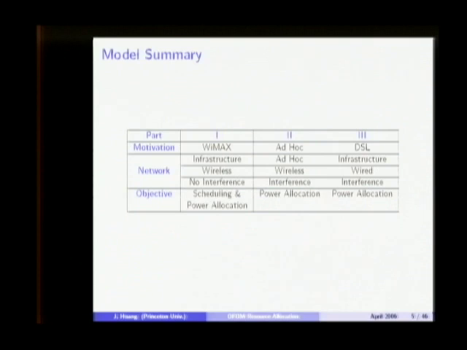So here's a quick summary of the three models I'm going to talk about. The first model is motivated by WiMAX technology, which is an infrastructure-based wireless network, and there is no interference. The objective is to design optimal scheduling and power allocation. The second network is a wireless ad hoc network. There is no infrastructure, and there is interference among users. The objective is to design optimal power allocation. The third one is a DSL network, which is an infrastructure-based wireline network, and there is again interference among users. The objective is again power allocation.